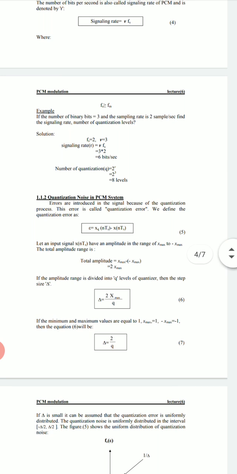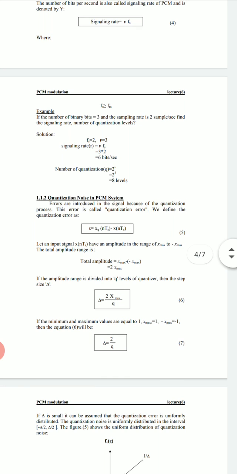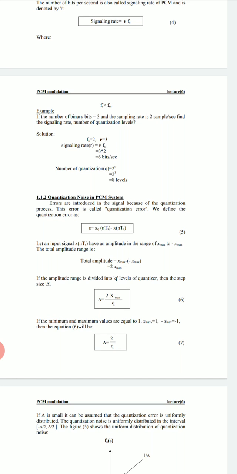So here x of nTs is the continuous amplitude that will be in the range of minus x max to plus x max. So your total amplitude range will be 2 x max. Now if we take this amplitude range, it will get divided into Q levels.